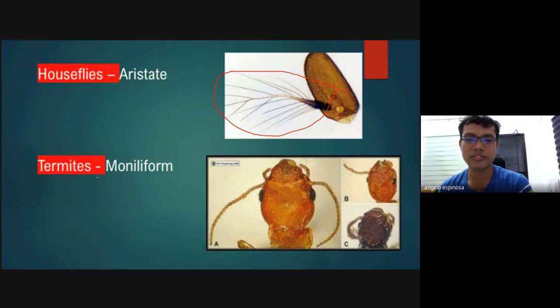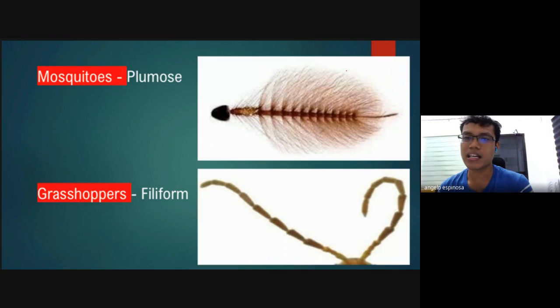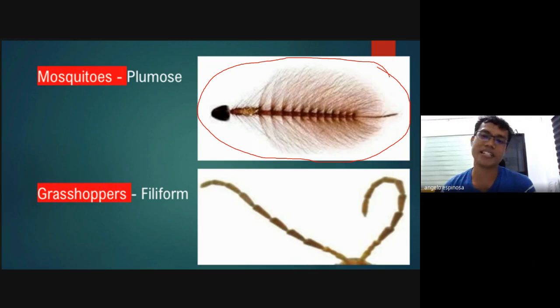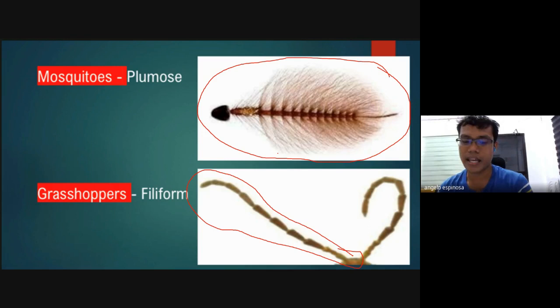And then we have termites, no? It's moniliform. It is needle-like, as you can see. And then, pag mosquitoes naman, it's plumose. Yes, you can see, para siyang feather dust-like, yung inaano natin sa window. And then we have grasshoppers, which is the filiform. Also, it looks like a needle-type, okay? So these are the types of antennae, okay?